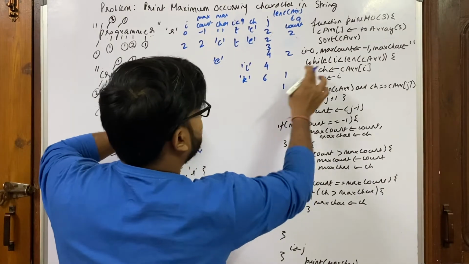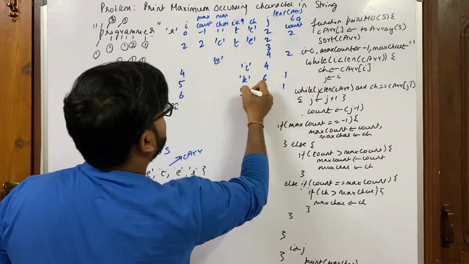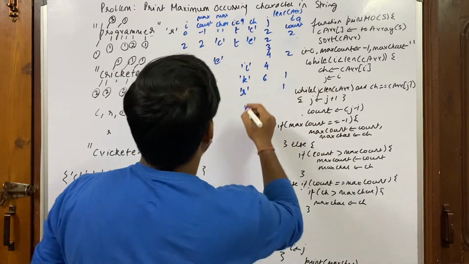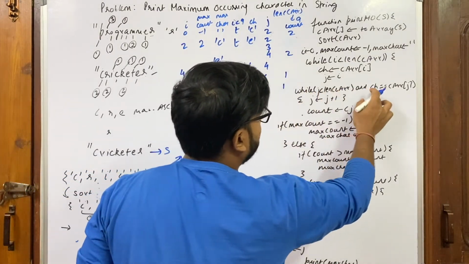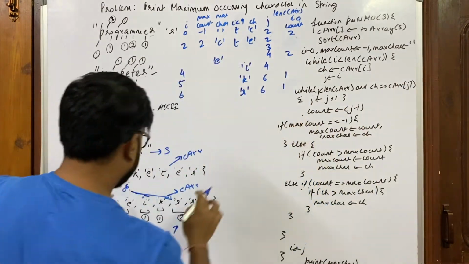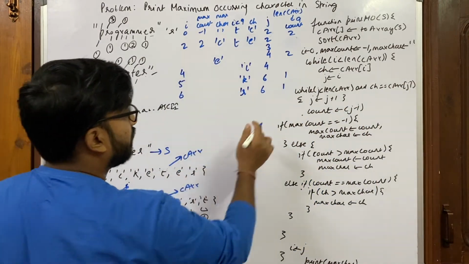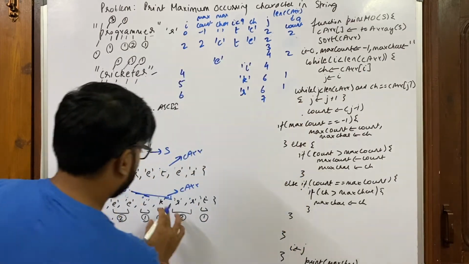Okay, 6 is less than 9, true. ch is cr of i, cr of i is r, ch is r. j is i, j becomes 6. Okay, 6 is less than 9, true, ch of cr of j, ch is r. cr of j, cr of 6 is r, r is equal to r, true. j becomes 7. Okay, j comes here now.